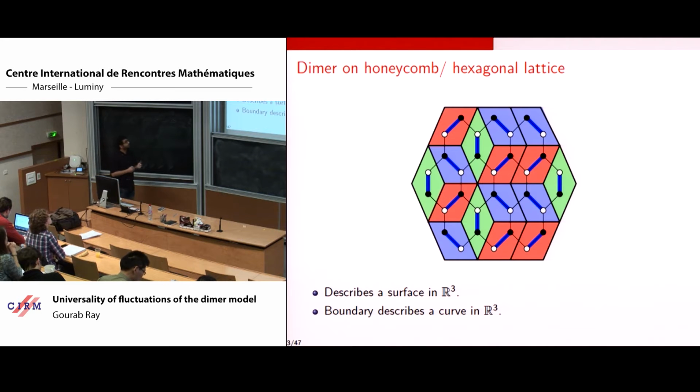And as Beatrice explained very well in her lecture this week, for a dimer configuration, you can associate a tiling of the plane. So here I've drawn this tiling. This is sometimes called the lozenge tiling by some people because these rhombi look like lozenges. And on the hexagonal lattice, there are three types of lozenges. So I've colored them green, blue, and red.